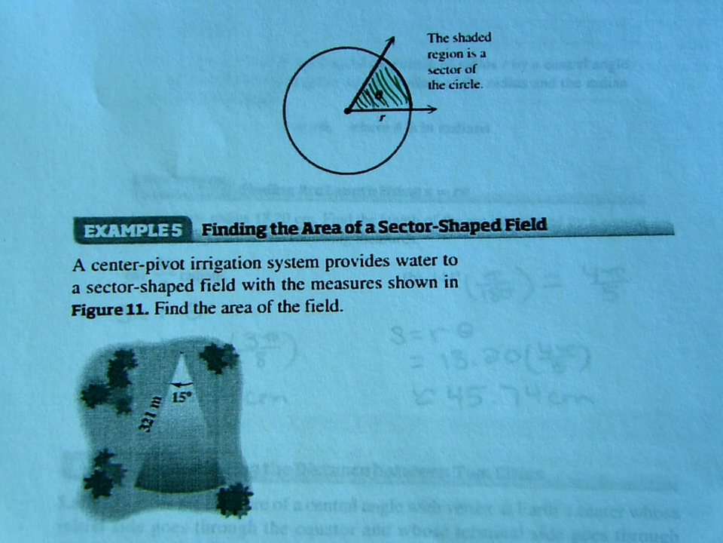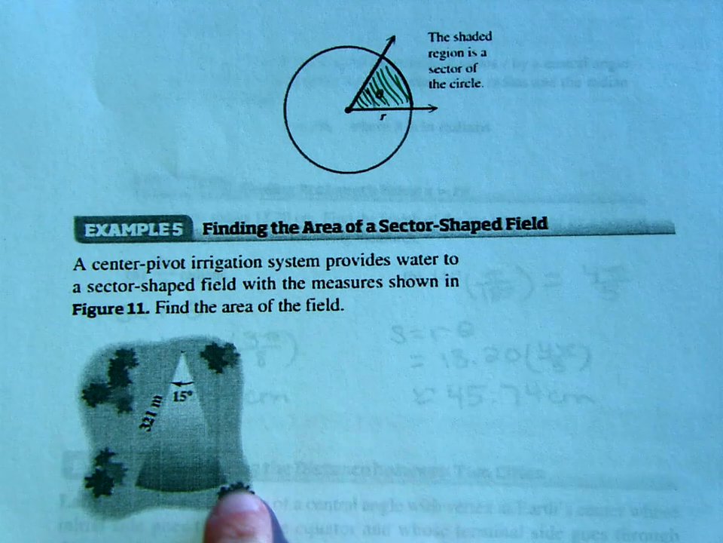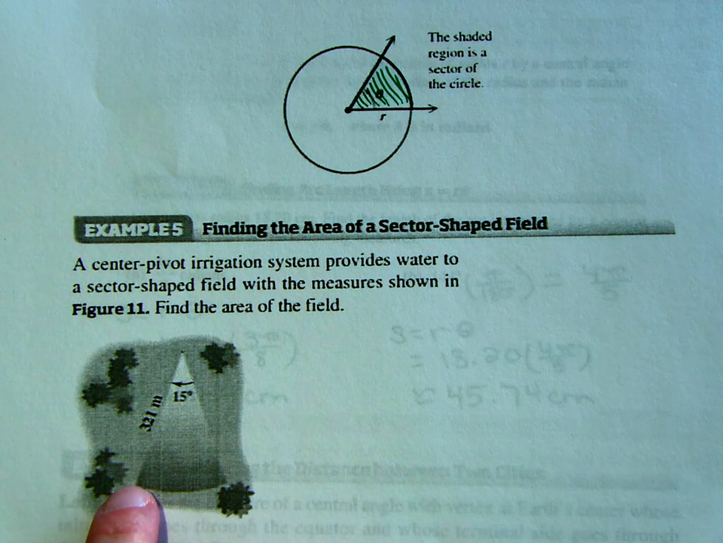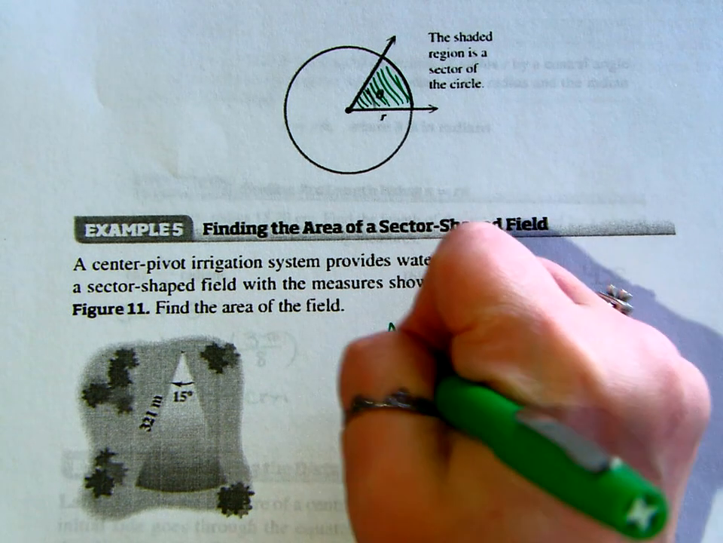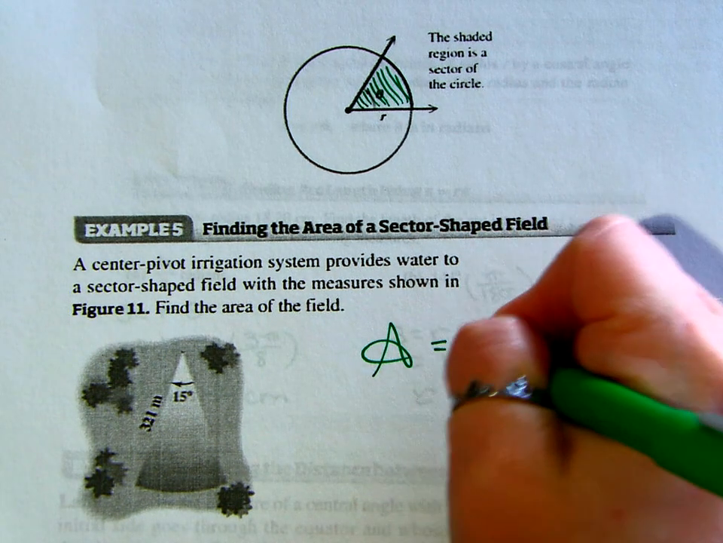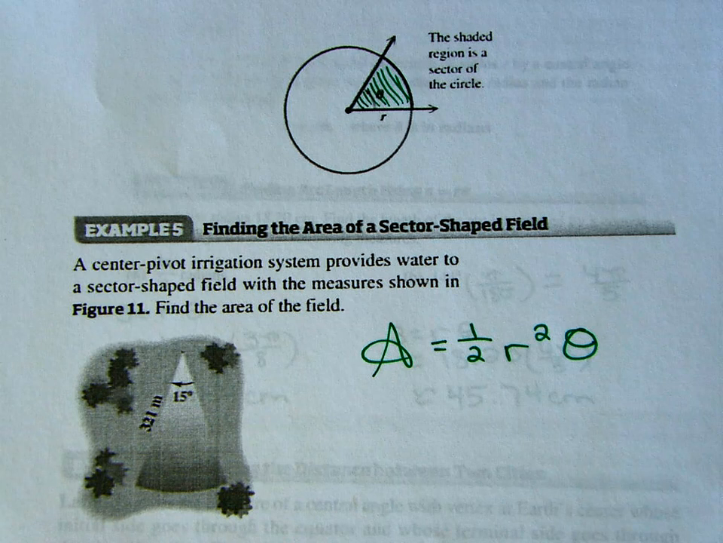So this problem is: the center pivot irrigation system provides water to a sector-shaped field with the measures shown in the figure below. Find the area of the field that is being watered. And we're going to round it to meters in this case, or meters squared. So instead of finding how much fencing we would need to put around the outer edge of this field, what we're going to find is how much of it is actually getting watered. And we're going to use our new area of a sector, which is 1/2 radius squared theta. But theta has to be in radians.